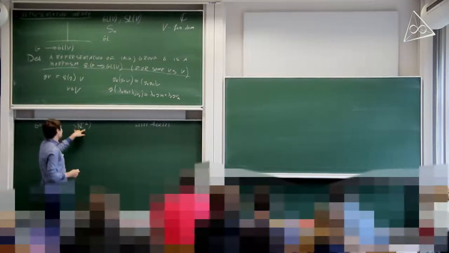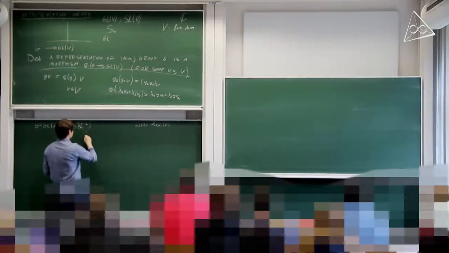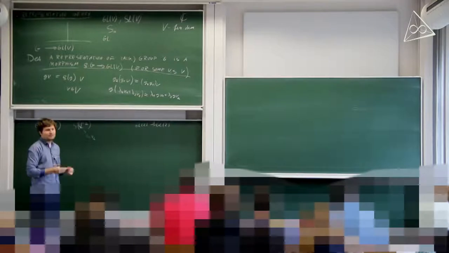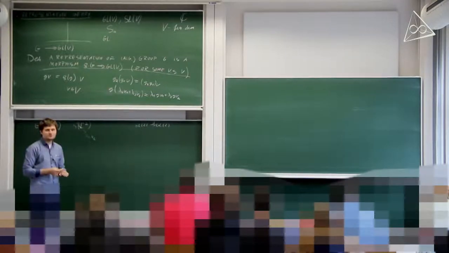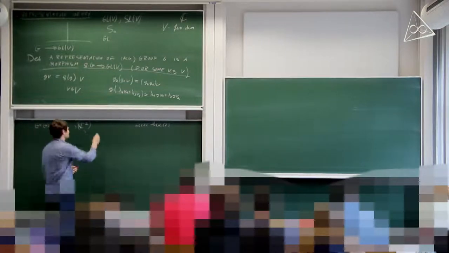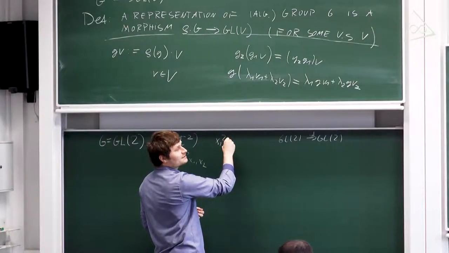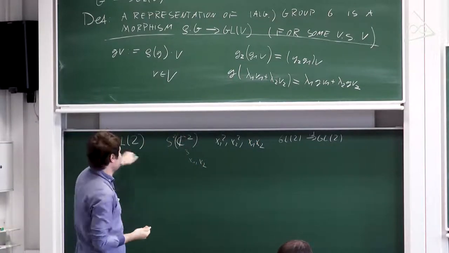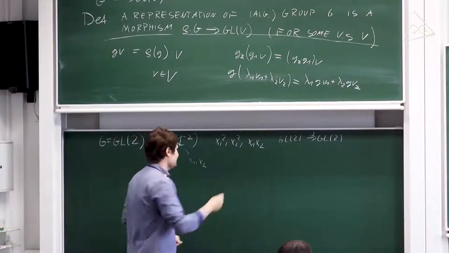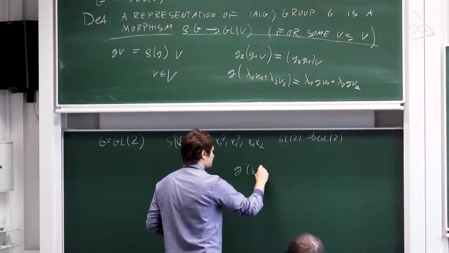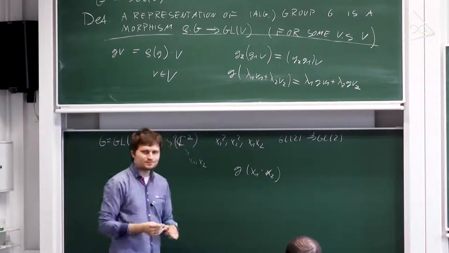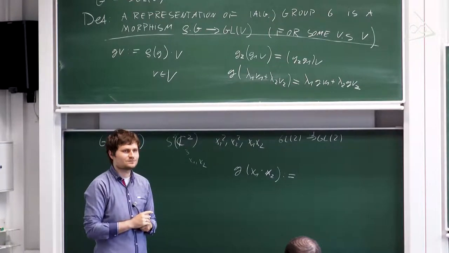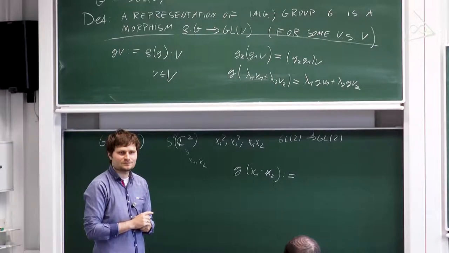You can think about this as polynomials. Let's fix a basis of C2, x1, x2. What is a natural basis of this space, S2 of C2? If I give you a basis of C2, we need 3 vectors: x1 squared, x2 squared, and x1 x2. If we know how GL2 acts on x1 and x2, can you guess how it will act on x1 times x2? It is the product of g of x1 and g of x2.